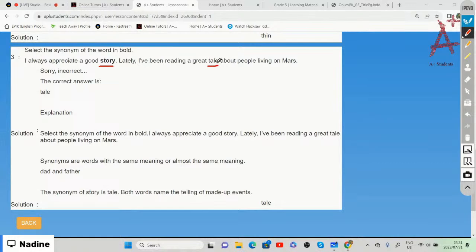Even though we enjoy these made up events, because it's quite catchy, somebody, that author or poet or someone, came up with a story or a tale by making up the events, right? So once again, the synonym of story is tale. And these are synonyms of each other. And synonyms are words with the same meaning or almost the same in meaning.